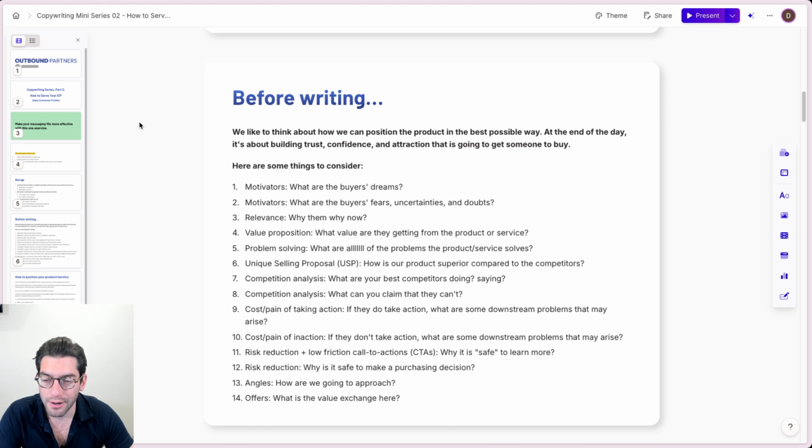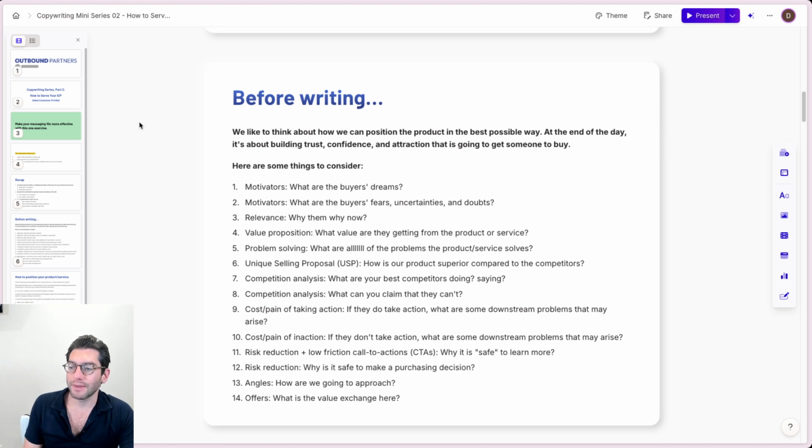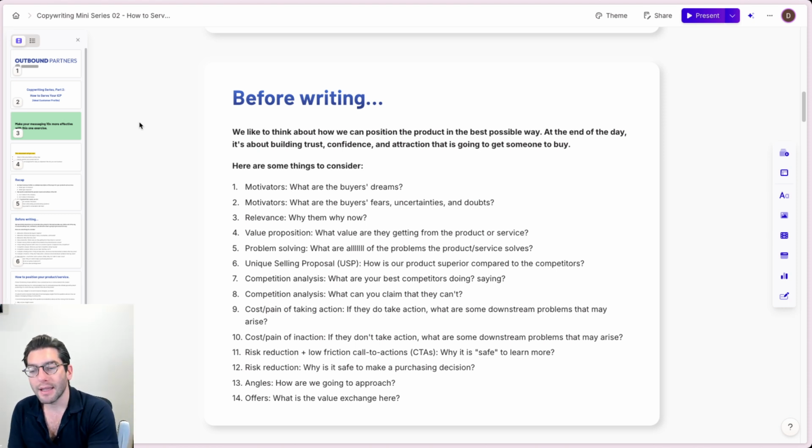How is your product superior compared to competitors? What are the best competitors doing and saying? What are your best competitors? Look at the market and see how they are communicating with the customers. What are their claims? Because the next part of the competitor analysis is to understand what you can claim that they can't. So if they're guaranteeing something or promising something, or saying, even something as simple as, hey, our founder has this background, which makes us the best, that's their claim to fame. What is your claim to fame?